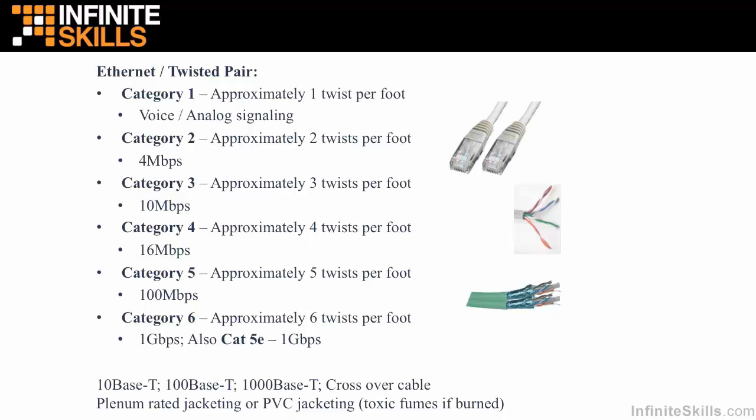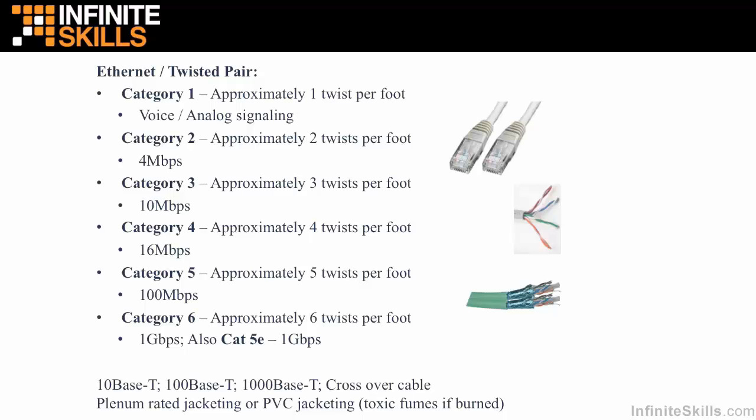You notice there's no digital signaling, no data on that other than analog voice data. Category 2 has approximately 2 twists per foot, and it generally is good to conduct about 4 megabits of data signal over about a 100-meter span. Cat 3 is 3 twists per foot. It gives us about 10 megabits per second. Cat 4, approximately 4 twists per foot, 16 megabits.